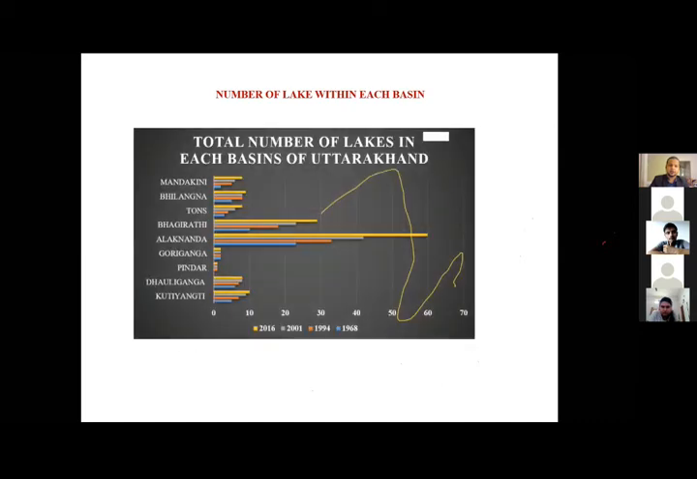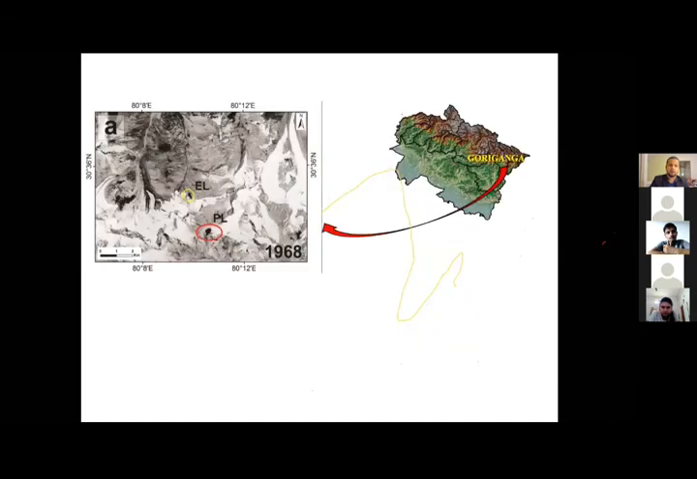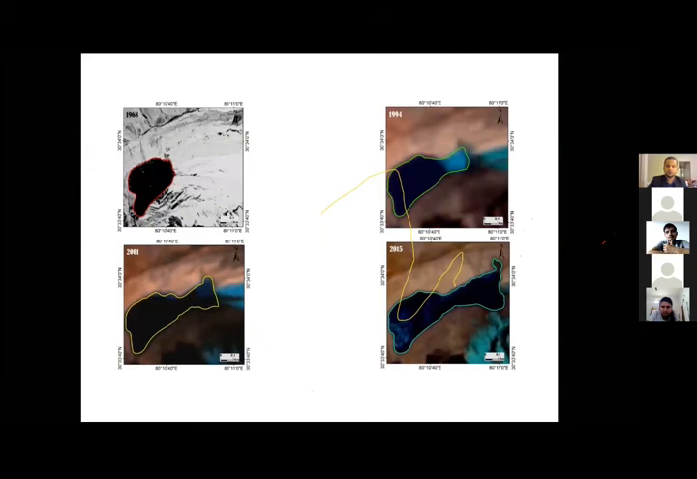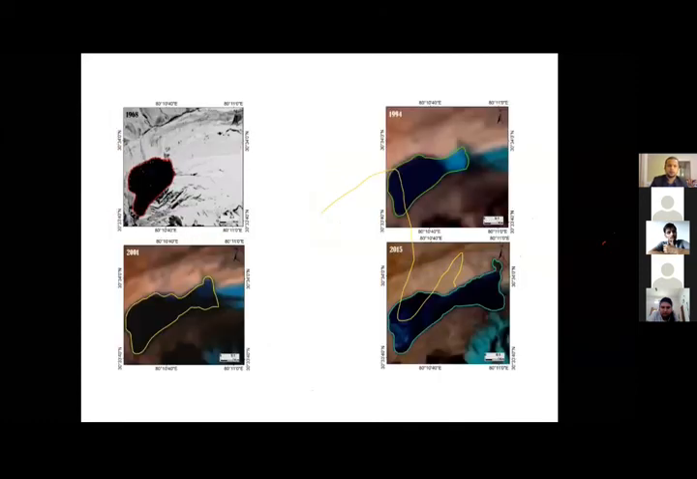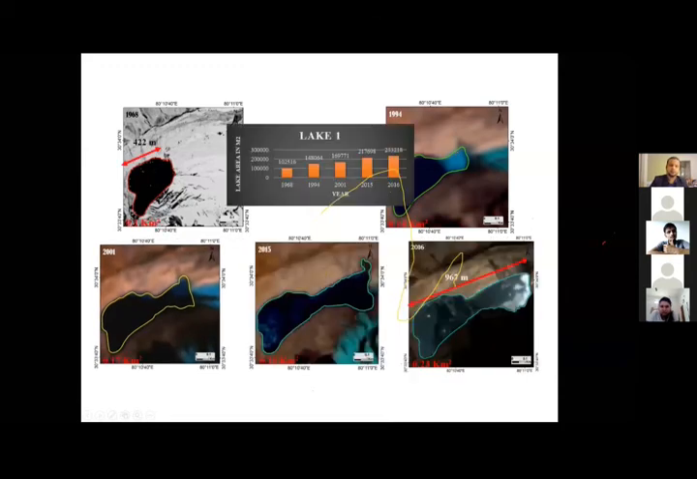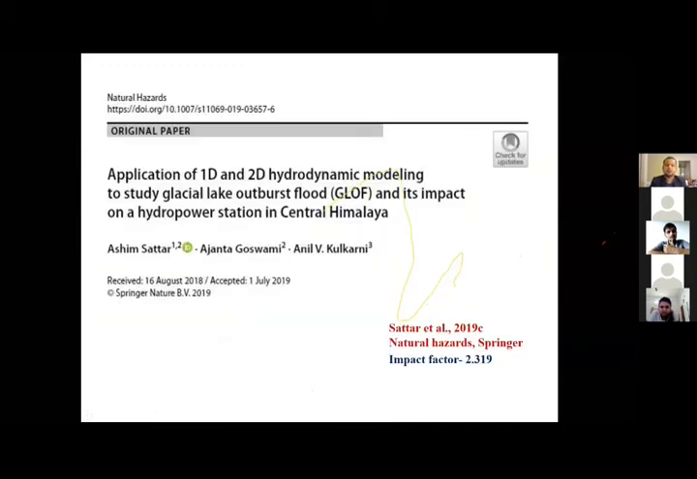So I'll quickly skip this slide and show you what we did. This is how it looks. First the lake would look small, then it would grow in 1996, 2001 and 2015. So you see the lake has been growing, and this is because the glacier is receding, and because of that the glacial lakes are growing in front. So we went to the field, and this is what we have published in the journal called Natural Hazards in Springer.